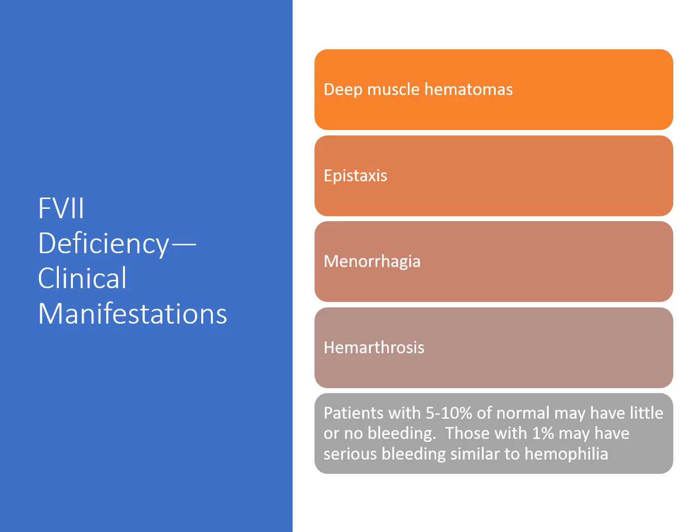Patients with factor 7 deficiencies may have some of these clinical manifestations. Again, those deep muscle hematomas, epistaxis, menorrhagia, hemarthrosis, so we may have bleeding into the joints. And patients with 5 to 10% of normal levels may have little or no bleeding. Those with 1% may have serious bleeding similar to hemophilia. So if you think about hemarthrosis, we also see that in a lot of our hemophilia patients.